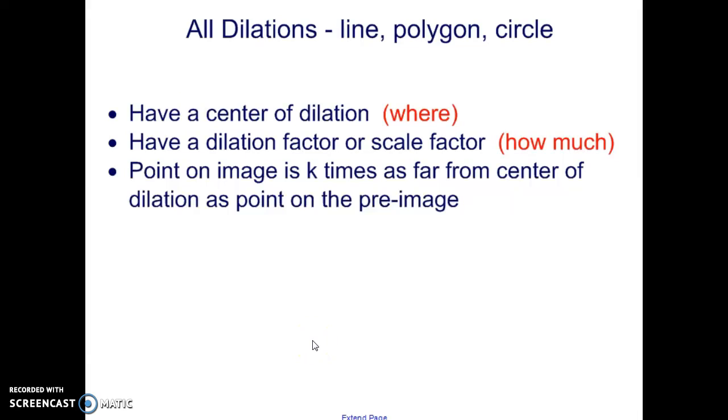So a dilation has to have two things, whether it's a dilation of a line or a polygon or a circle, a polygon being a triangle, square, something that has sides and is a closed shape. It has to have a center of dilation that tells you where you're dilating from, where you're stretching your shape from, and a dilation factor or scale factor, which is telling you how much bigger it's going to get or how much smaller it's going to be. That's called K.